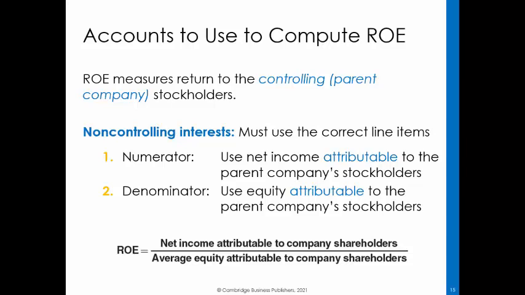If a company has non-controlling interests, then the balance sheet will separately identify the stockholders' equity related to each group, and likewise the income statement will separately identify the net income attributable to each. In computing the ROE, we use the net income attributable to the company's shareholders and average equity attributable to company shareholders, which excludes the non-controlling interest.